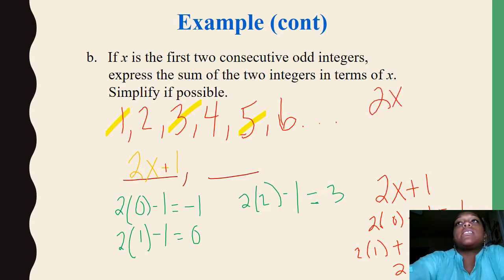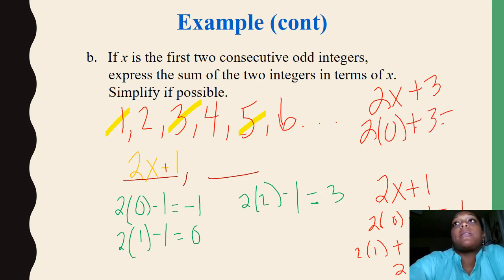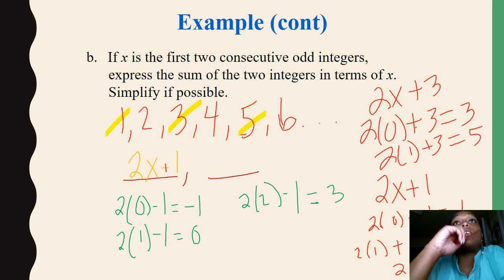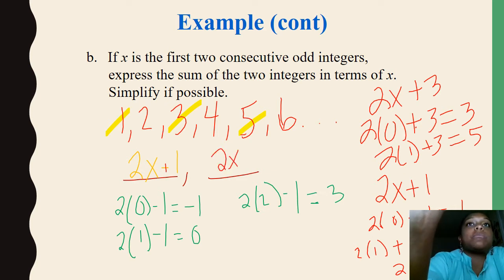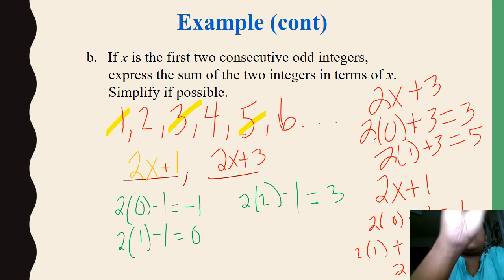So if I did 2x plus 3, let's see what happens. If I had 2 times 0 plus 3, oh look, that makes 3. What if I had 2 times 1 plus 3? Oh look, that makes 5. So that will get me my next consecutive number. So it would be 2 times x plus 3. So this should produce consecutive odd integers.